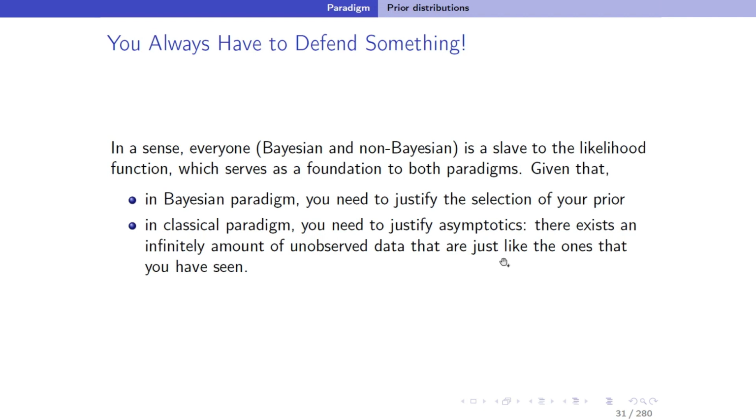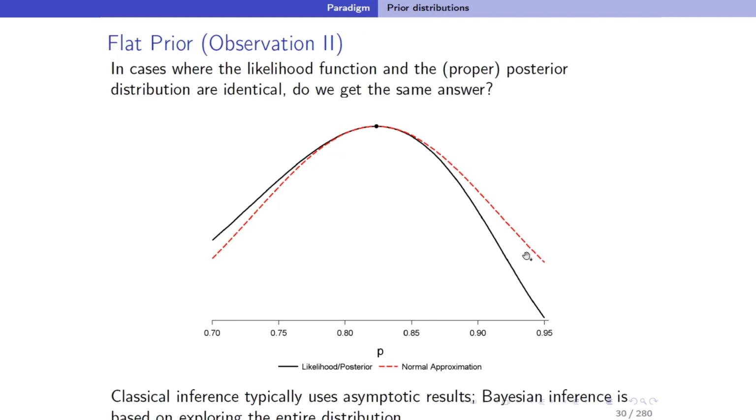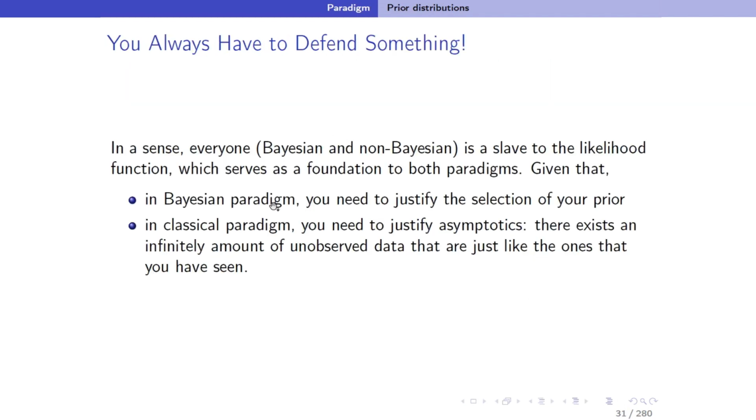But in the classical paradigm, you need to justify asymptotics. You need to know why this curve is becoming normal. That's quite a bit of work. The underlying assumption behind asymptotics is that there exists an infinite amount of unobserved data that are just like the ones you have seen. Whether that's true or not is up for debate, and it needs to be justified if you want to use the classical paradigm.